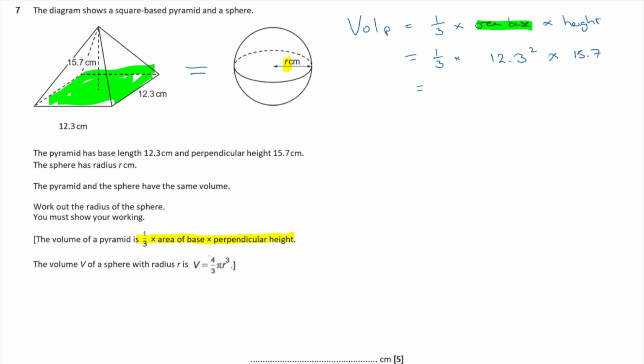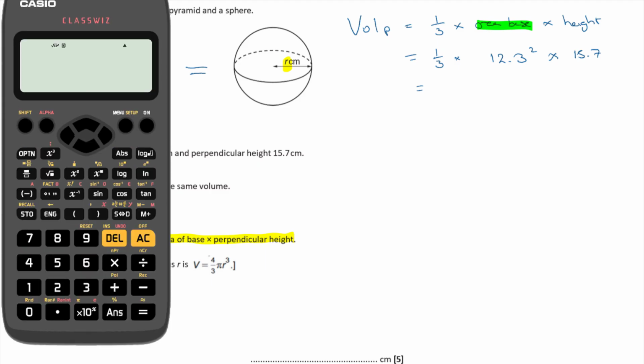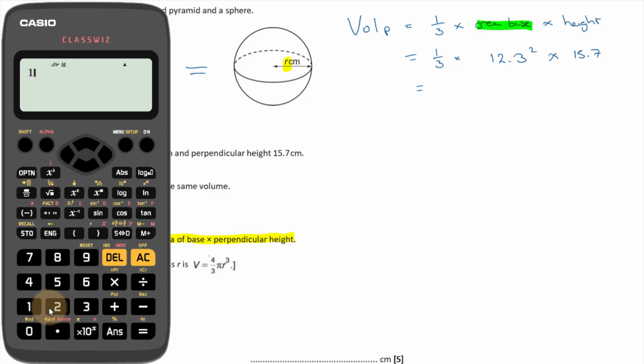Okay, so throwing that into the calculator, we should be able to find out the volume fairly easily. So 1/3, I'm just going to divide everything by 3 at the end, I think. So 12.3 squared times 15.7 divided by 3. And that comes out to be 791.751.